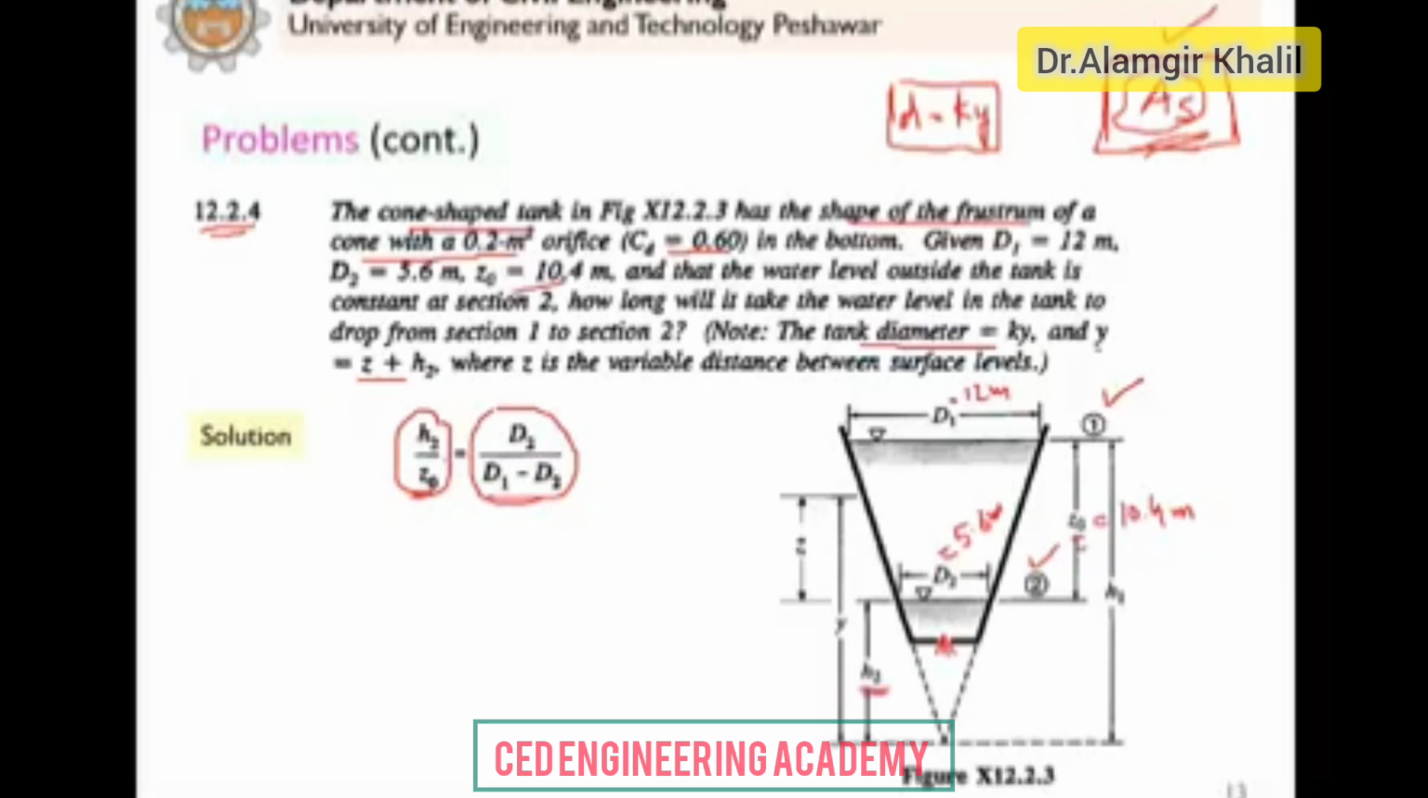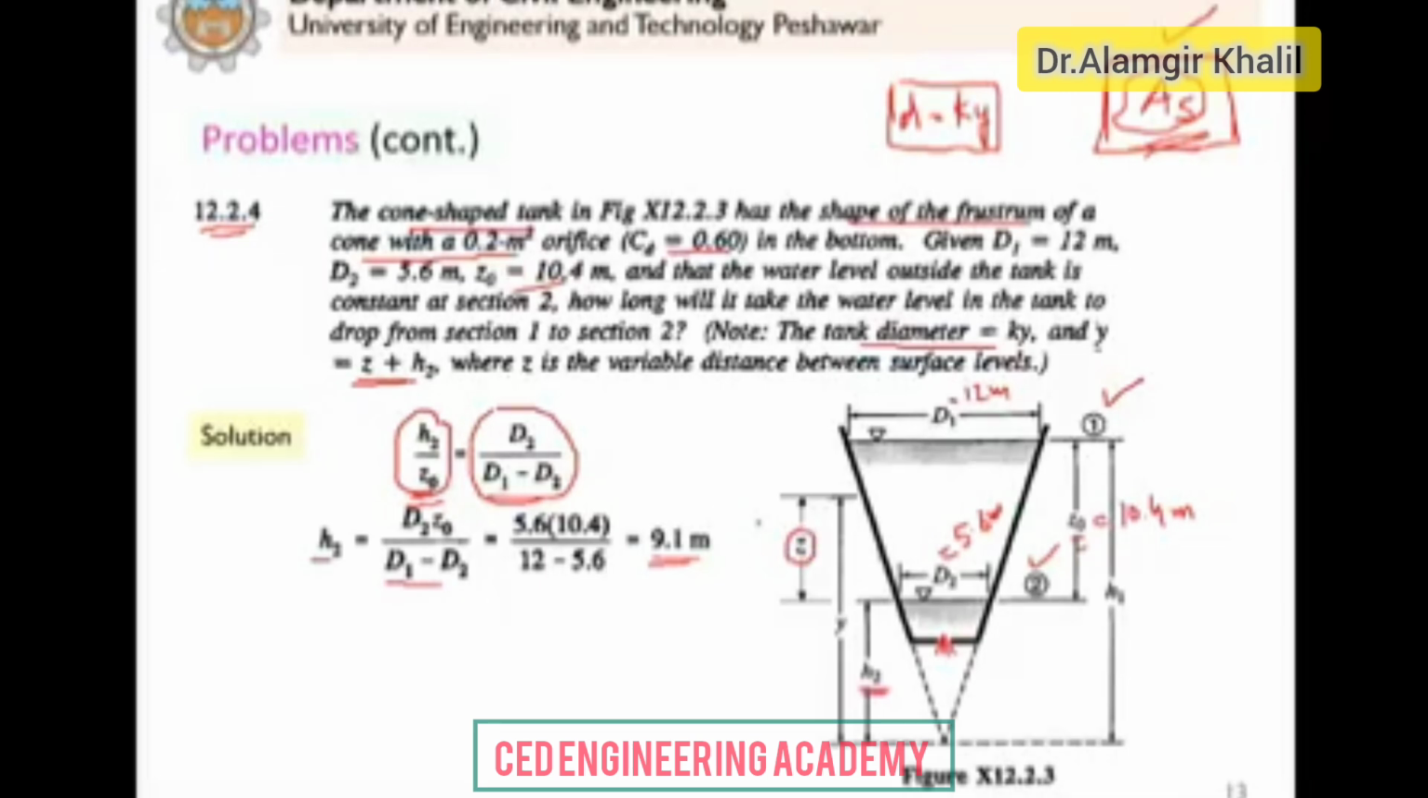So from here we can simplify. H2 is equal to D2 into Z0 divided by D1 minus D2. Now everything is known, just plug in the values. So H2 is now 9.1 meter. And now we are given that Y is equal to Z plus H2. What is Z? Z is essentially this distance. Y minus H2 will be your Z.